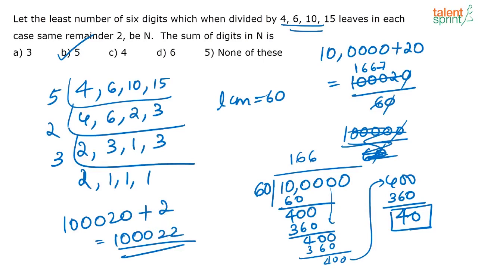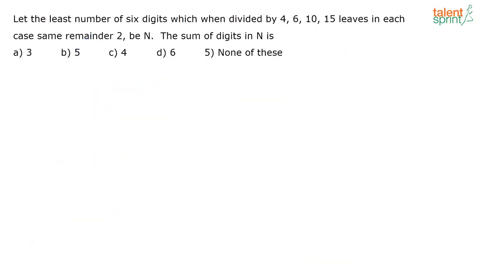So which is option B, right? So the sum of the digits is 2 plus 2 plus 1, that is 5. Why am I adding 20 here is because to make this number divisible by 60, if I add 20, it will become divisible by 60. See, let us take a very easy number and understand this concept.